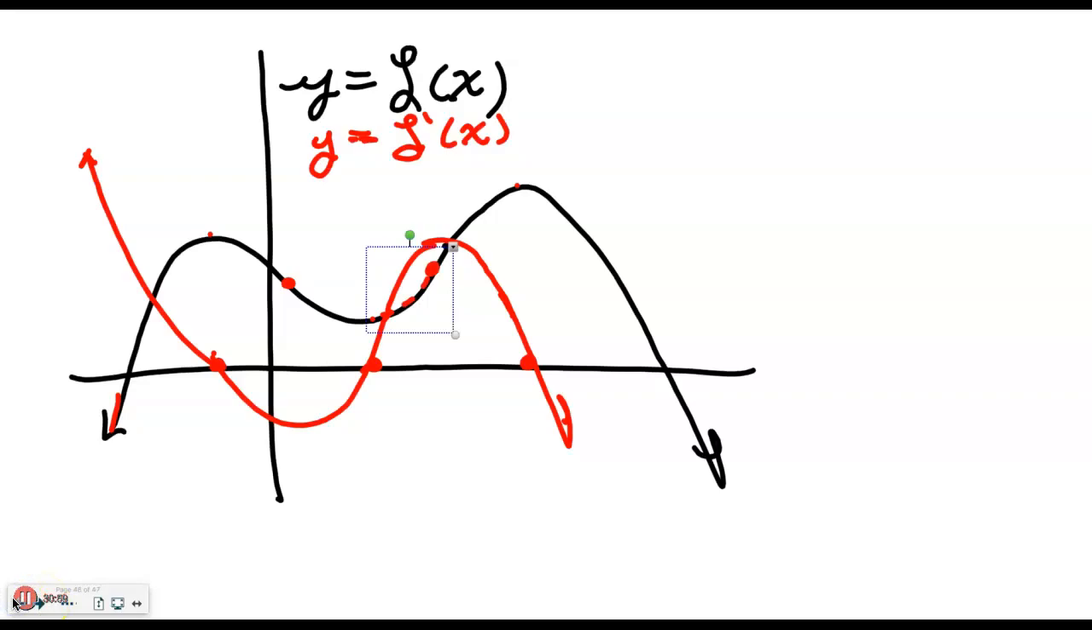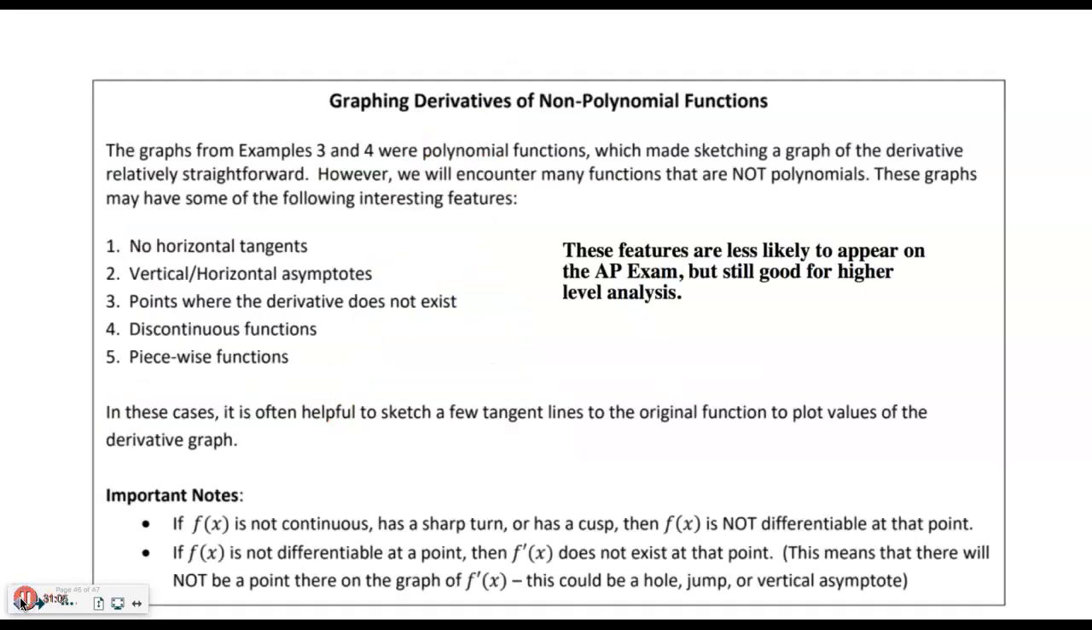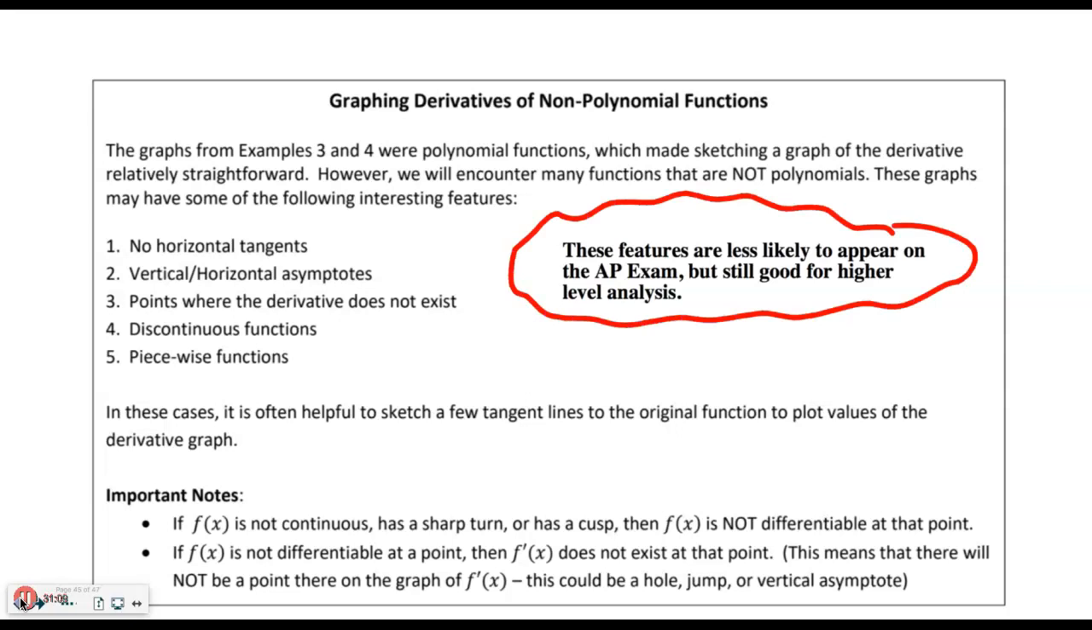So next page, actually I think mine is above here. I think I scrolled. Maybe it's backwards. We have the weirdos now. Here's the good thing about them. So those graphs I didn't have any issues. They didn't have discontinuities. They didn't have cusps. They weren't piecewise functions. They were nice. I call them roly-poly polys. That will get you a 3 or 4 on the AP test because that's the basics of it.